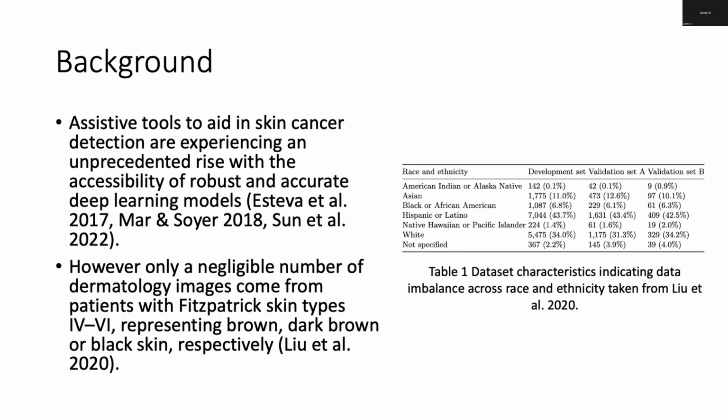The development of an accurate classifier aims to reduce and monitor the negative effects of skin cancer and improve patient survival rates. Currently, however, Fitzpatrick skin types 4 to 6 represent a small percentage of dermatology images available, as shown in table 1. This is actually a table from a white paper in Nature by Google Health and their application Derm Assist. And as we can see, the Black or African American population is represented in the validation data sets at around 6%.